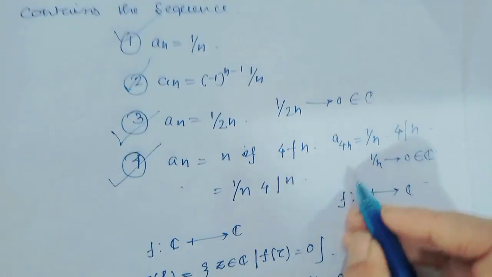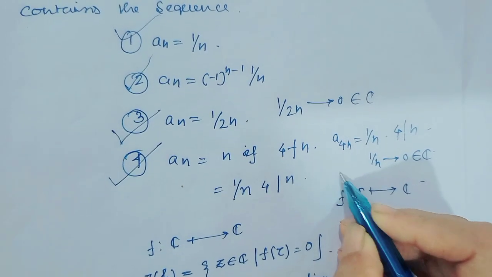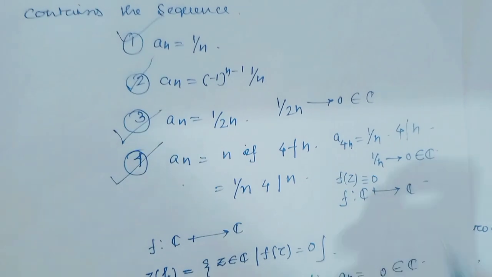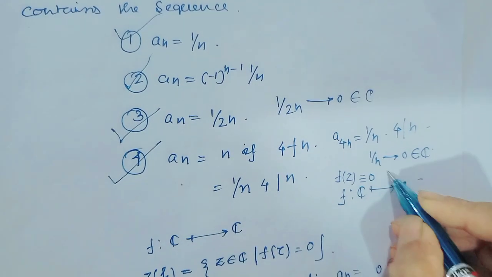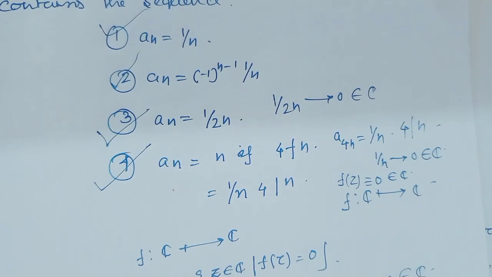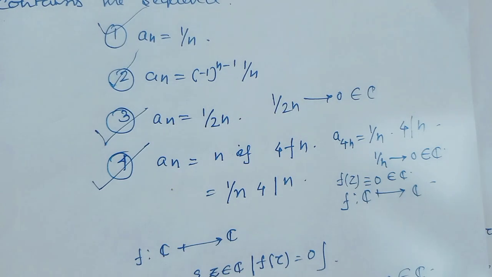So by the identity theorem f of z is identically equal to 0, and 0 belongs to the complex numbers C. So by the identity theorem f of z is also constant. So option 1, option 2, option 3, option 4 all are right options.